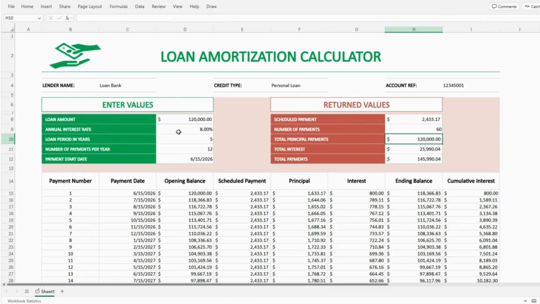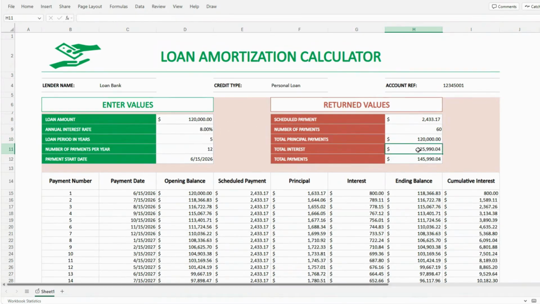Then you have the total principal payments. This is just the loan amount. The principal payment is like giving the credit provider back their money, so the principal payment will always be equivalent to the loan amount. And then the interest would be $25,990.04. The interest is the cost of borrowing, which is based on this.